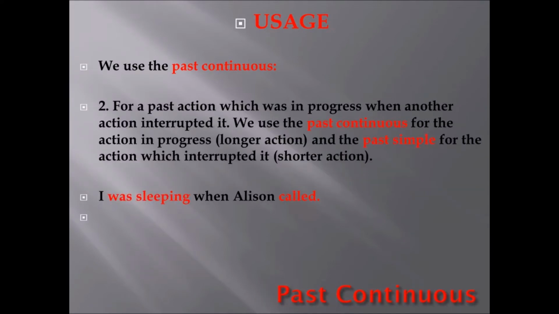Next, we use past continuous to talk about a past action which was in progress when another action interrupted it. So we use the past continuous for the action in progress, and it's a longer action, and the past simple for the action which interrupted it, and it's a shorter action.